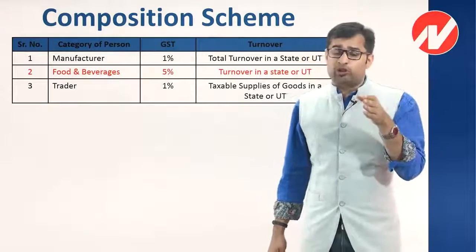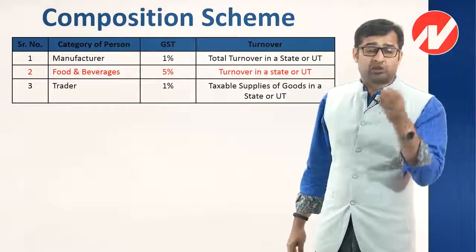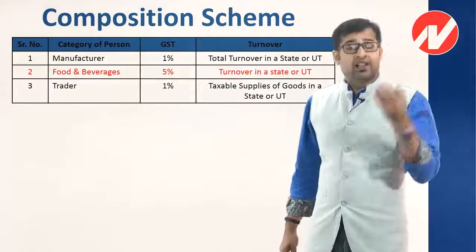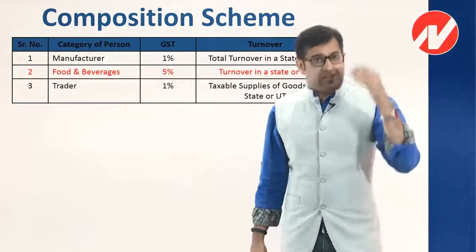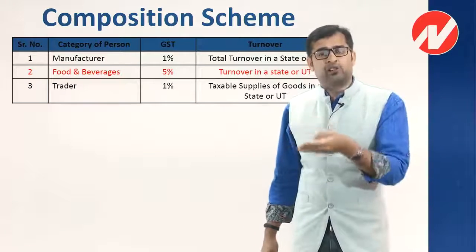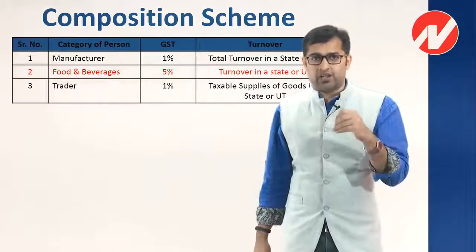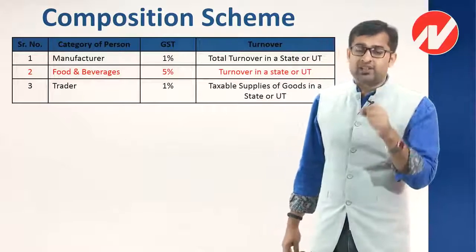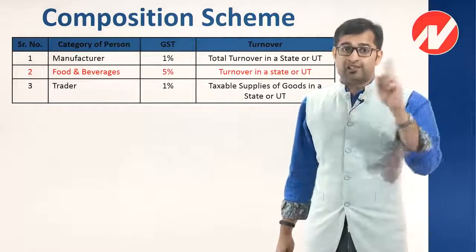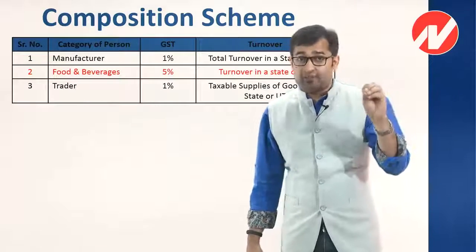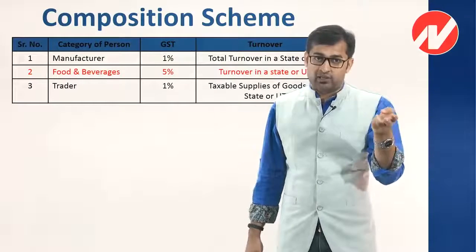And if they want to follow the normal scheme, then also they are supposed to pay 5%. In the composition scheme, they are supposed to pay 5% without ITC. In the normal scheme also they are supposed to pay 5% without ITC. But the important point is, in the normal scheme they are supposed to pay 5% tax, while in the composition scheme they are supposed to pay 5% amount in lieu of tax.